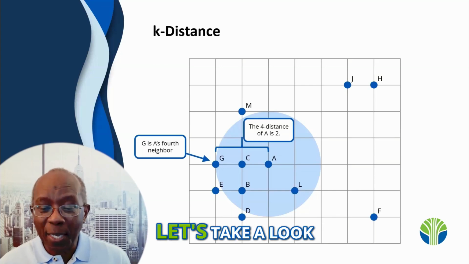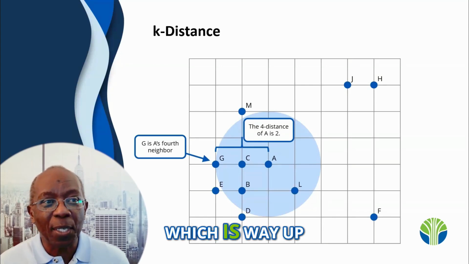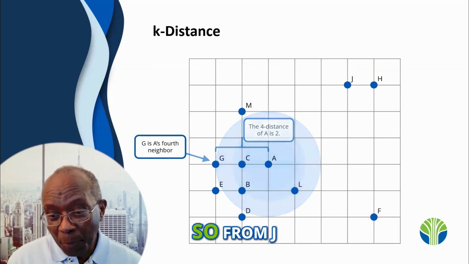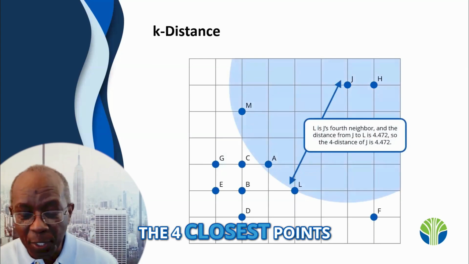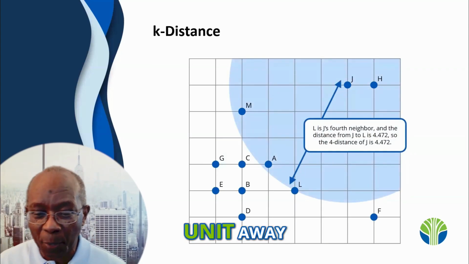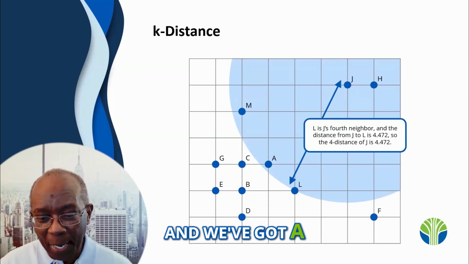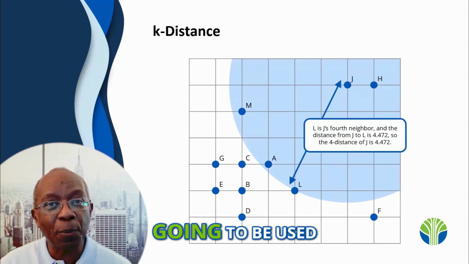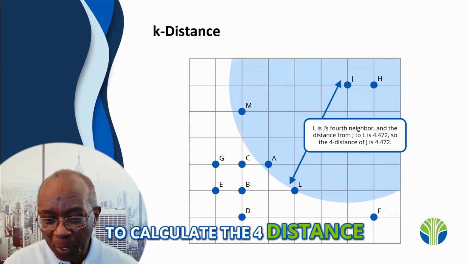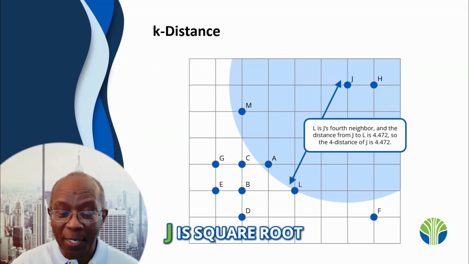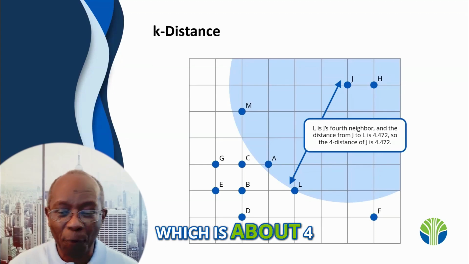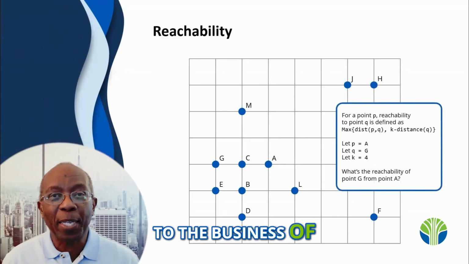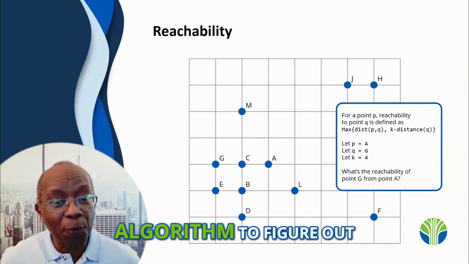As a second example, let's take a look at the point J, which is way up at the top. And we want to get the 4 distance of J. So from J, we're going to find the 4 closest points. Well, we've got H, which is just 1 unit away. Then we've got M, and we've got A, and we've got L as the fourth one. So L is the one that is going to be used to calculate the distance. And what do we have? The 4 distance of J is square root of 20, which is about 4.472.